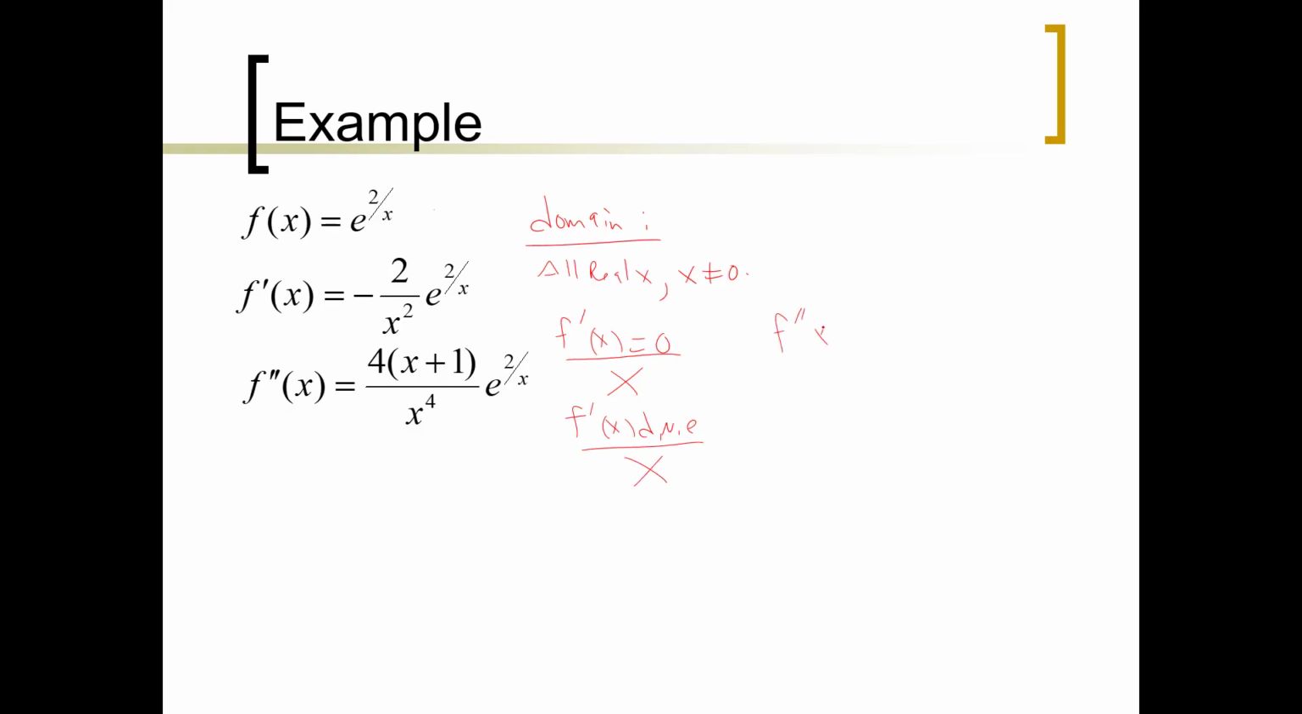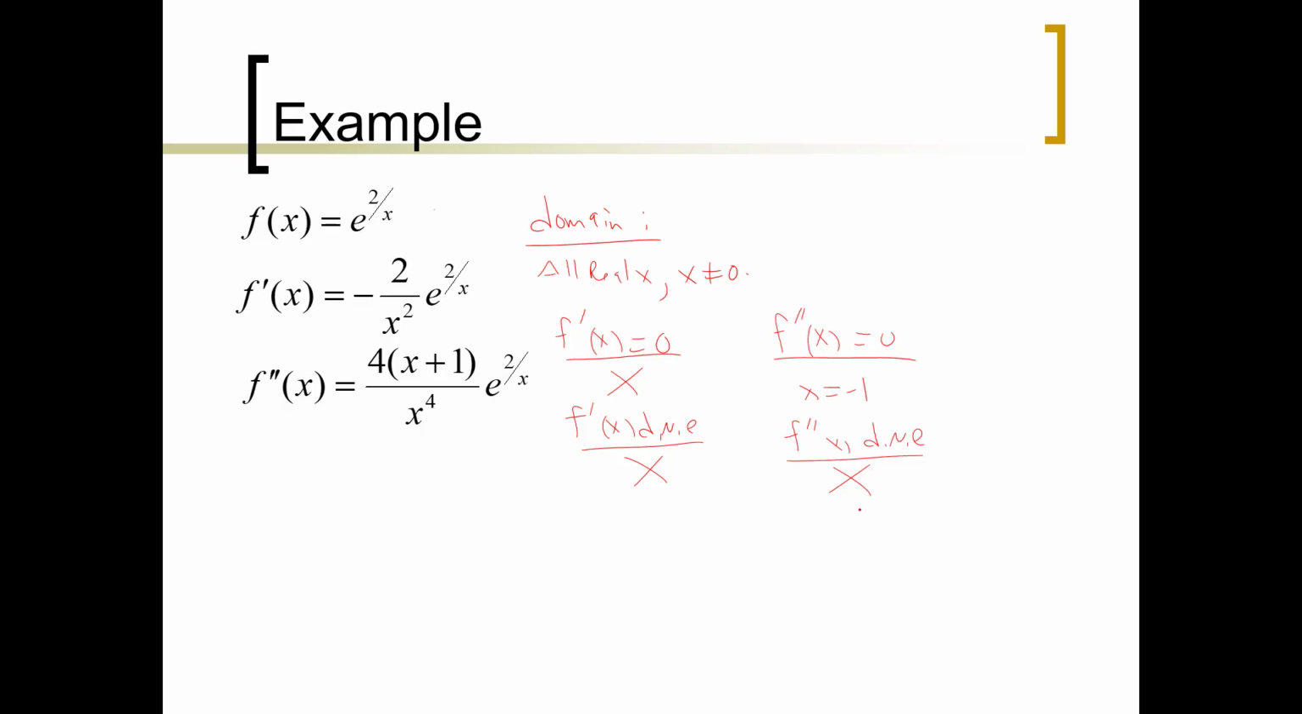Then I need to know for what x the second derivative is 0. So looking at this fraction, the only way it could be 0 is if the numerator is 0, which means that either e to the 2x is 0, which is not possible because exponentials cannot be 0, or x plus 1 is 0, which means x is negative 1. That is a place where we could possibly change concavity. Also, the second derivative would not exist if either of these two fractions' denominators is 0, which is where x is 0, but that doesn't count. It's not in the domain.